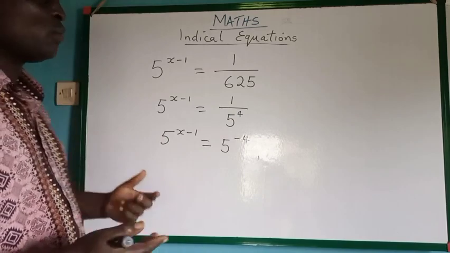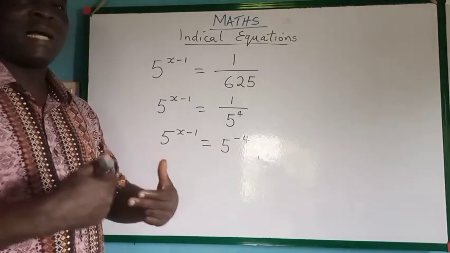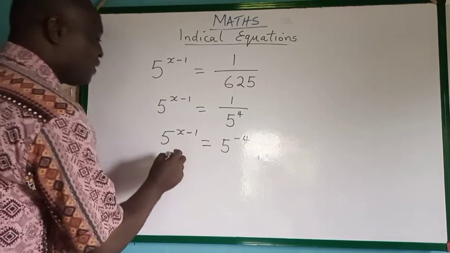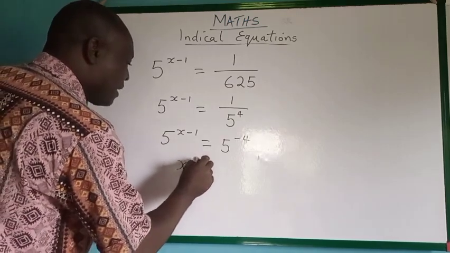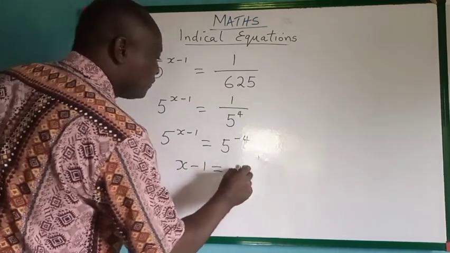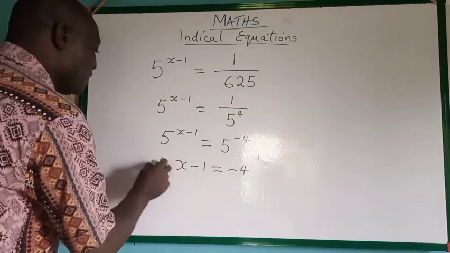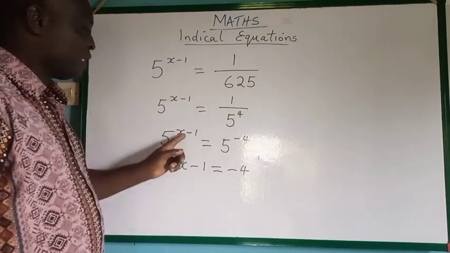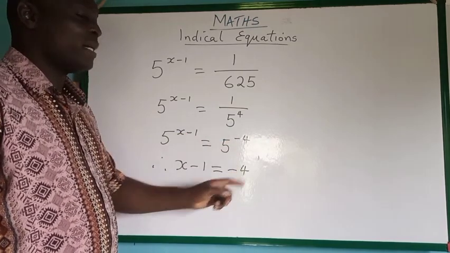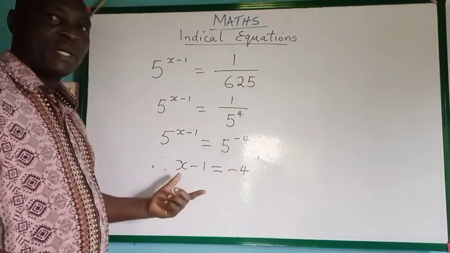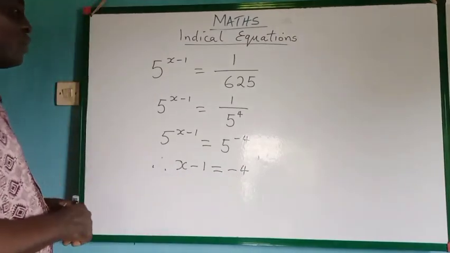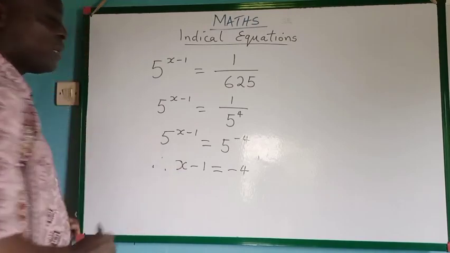The next thing we have to do is to express the powers as an equality, then find the value of the unknown. The power on the left hand side is x minus 1. It is now equal to minus 4. So we say therefore x minus 1, which is the power on the left hand side, is equal to minus 4, which is the power on the right hand side. So we have expressed this to be equal to that. Then what is now the value of x?